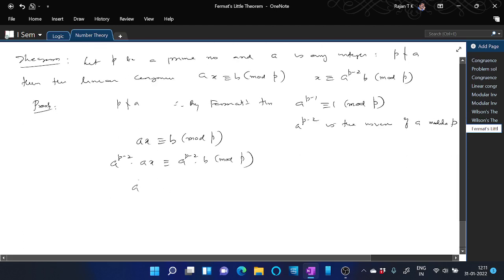Then we have a raised to p minus 1 into x is congruent to a raised to p minus 2 b mod p, but a raised to p minus 1 is congruent to 1 mod p, and therefore x is congruent to a raised to p minus 2 into b mod p. So we have the result that a solution to the linear congruence ax congruent to b mod p is given by a raised to p minus 2 b mod p.